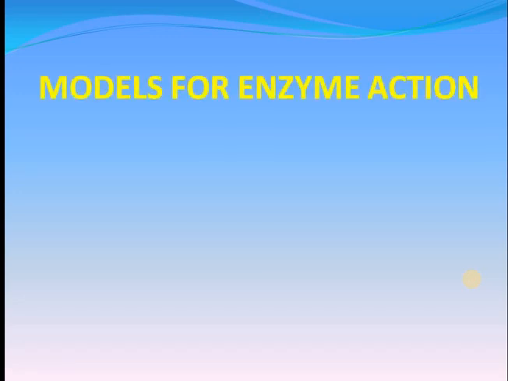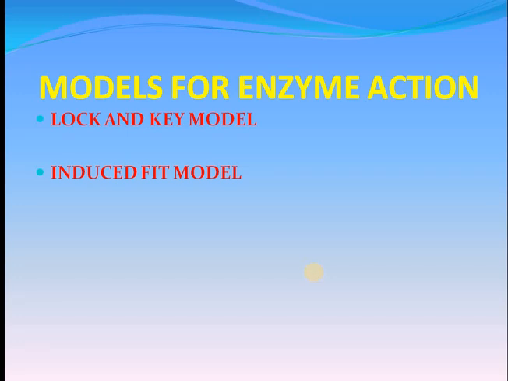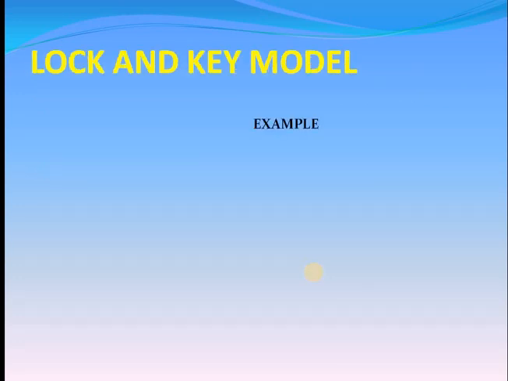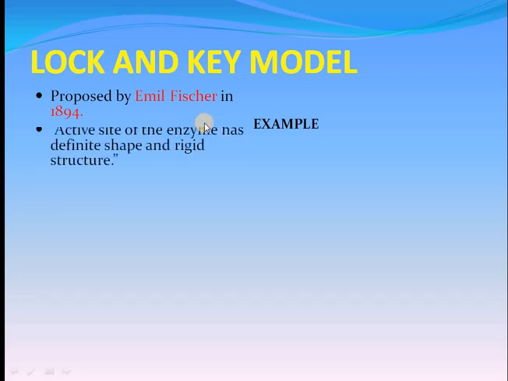Now the next is models for enzyme action. There are different models showing how the enzymes are performing, how they are doing their actions. So the first one is the lock and key model, and the other one is the induced fit model. Lock and key model was proposed by Emil Fischer in 1894. Now the name of the scientist is very important for your objective question, and similarly the year. So please underline these things.